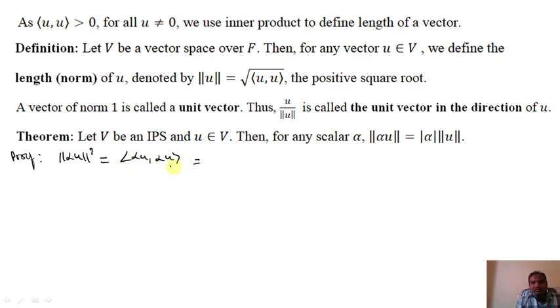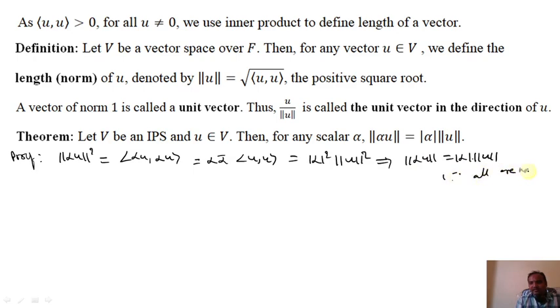This equal to, so now using definition, the first element is the same, you write outside, and the second one you write conjugate, u comma u. Alpha into alpha bar is mod alpha square, and u comma u is norm u square, the same as norm alpha u equal to mod alpha into norm u. Because these all are non-negative terms, that's why we can take the square root to cancel. This is the one. Now we will see some example.